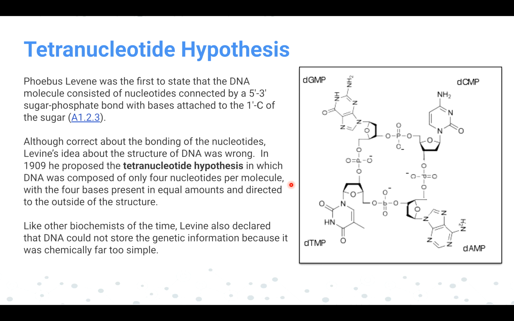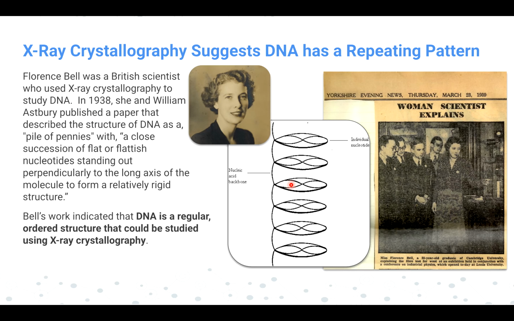So in 1909, he proposed tetranucleotide hypothesis, in which DNA was composed of 4 nucleotides per molecule, with 4 bases present in an equal number and directed to the outside of the structure like this, which is not possible, right?